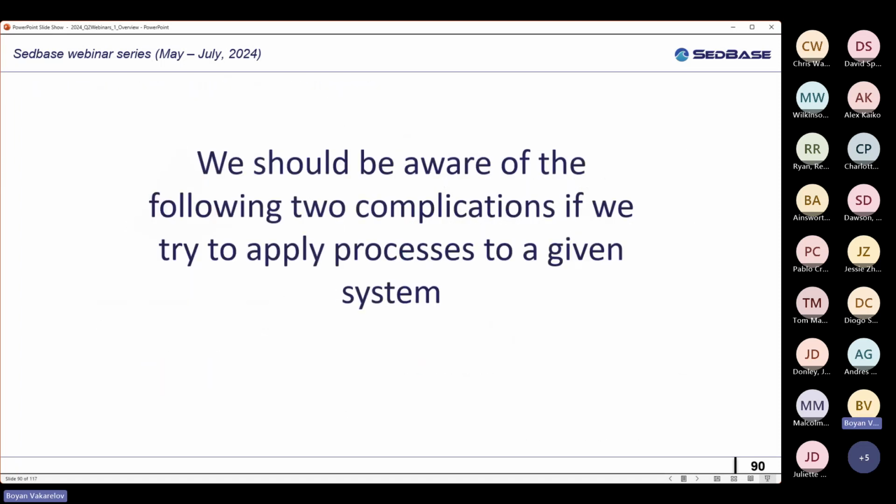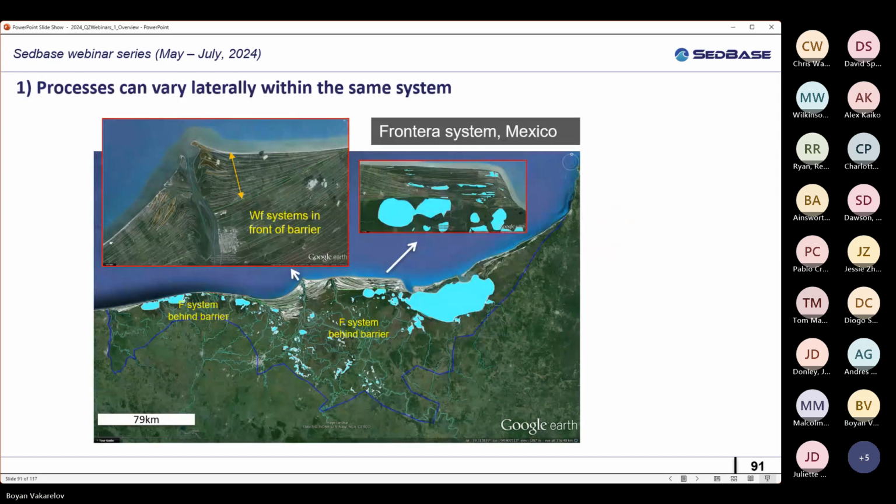So this is process. So we have these 15 categories, but there are additional complexities that we need to account for. Again, let us look at a few examples of our analogs that illustrate what the issues are. This is an analog from something that we call the Frontera system. So this is in the southern part of the Gulf of Mexico, in Mexico, a very beautiful wave-dominated delta. But what is interesting is that if you actually look at this system regionally, there are very big process changes that occur inside the same parasequence, if you want to use this term.